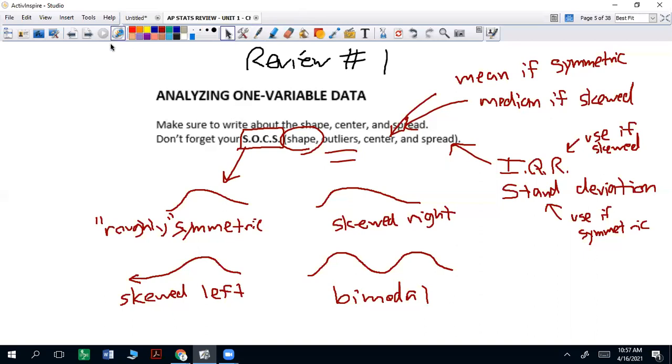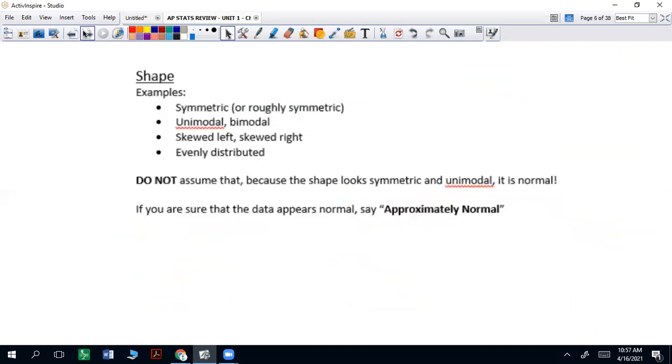All right, any questions on that? I'm gonna look ahead here. And I just realized I went a little bit ahead of myself because I'm looking at the rest of the packet and it talks a little bit about more things on there. So there's examples of shapes, symmetric, roughly symmetric. I already kind of went over this, but hey, something like that.